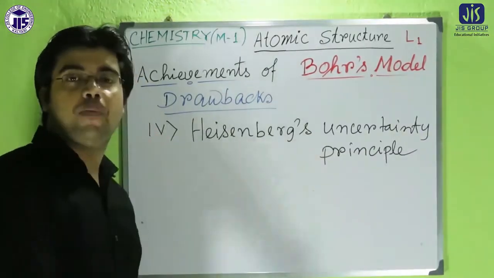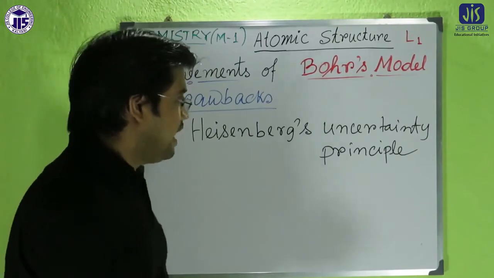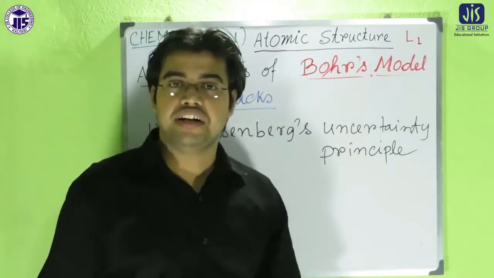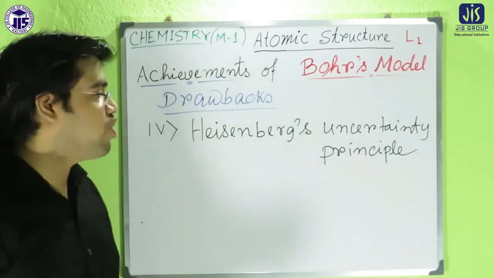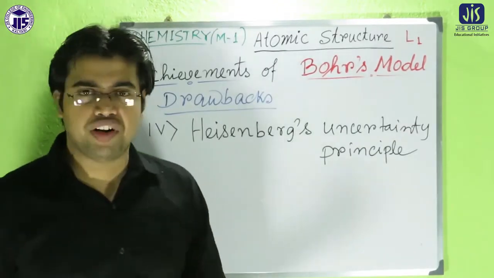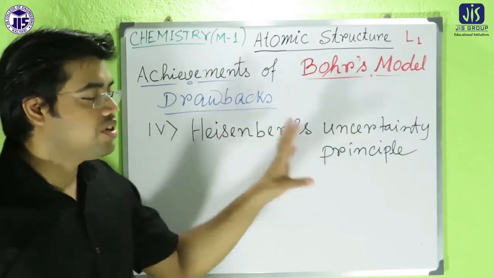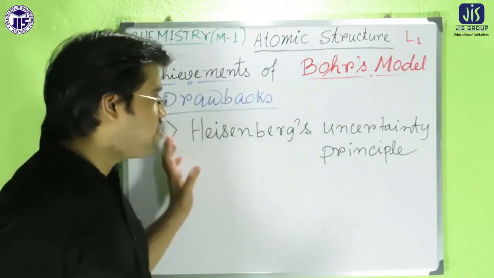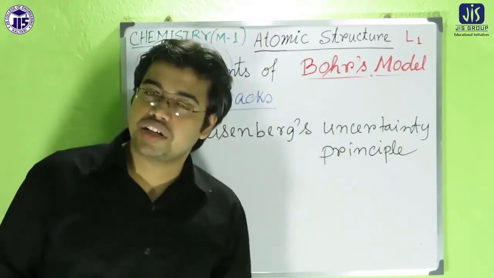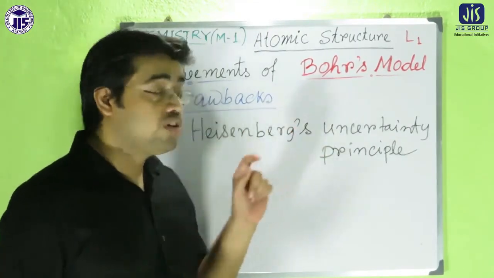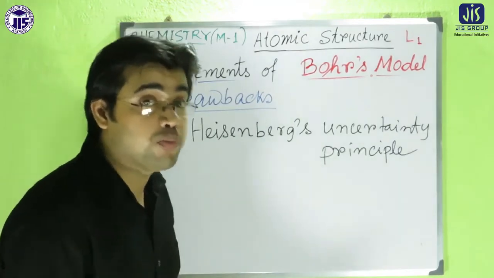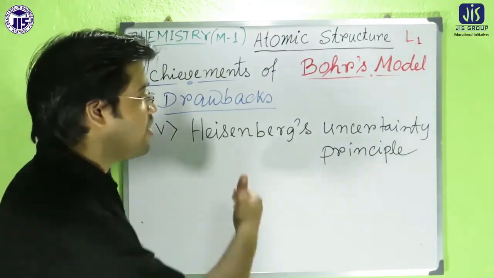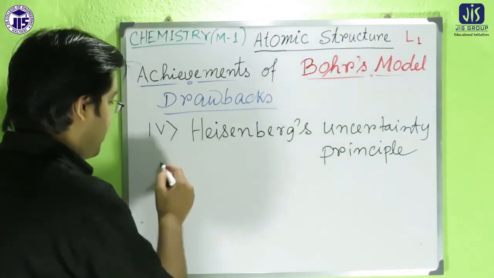Now come to the next drawback. Bohr's model is contradictory with the Heisenberg uncertainty principle. That means it was not explained by the Bohr's model. What is the Heisenberg uncertainty principle? We will discuss that in the next class. To understand, there is a principle called the Heisenberg uncertainty principle, but Bohr's model does not support it.